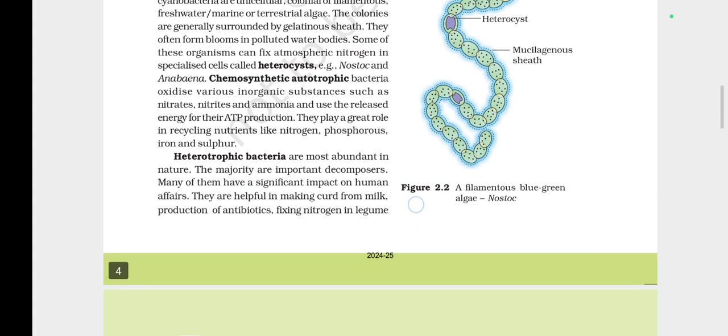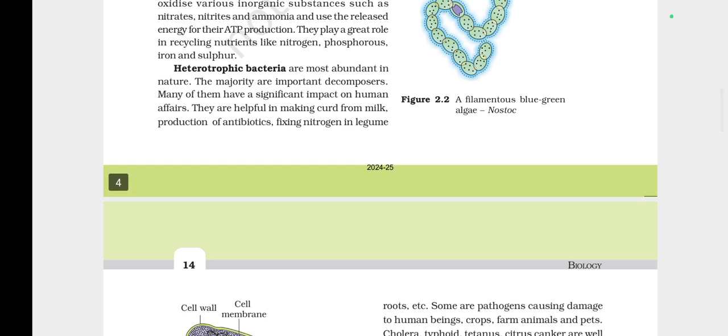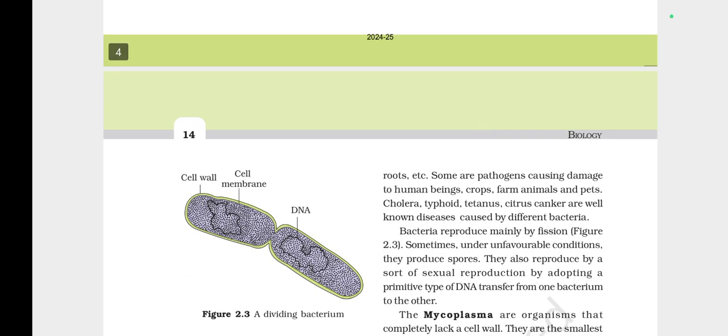They are helpful in making curd from milk, production of antibiotics, and fixing nitrogen in legumes. Some are pathogens causing damage to human beings, crops, farm animals, and pets. Cholera, typhoid, tetanus, and citrus canker are well-known diseases caused by bacteria.